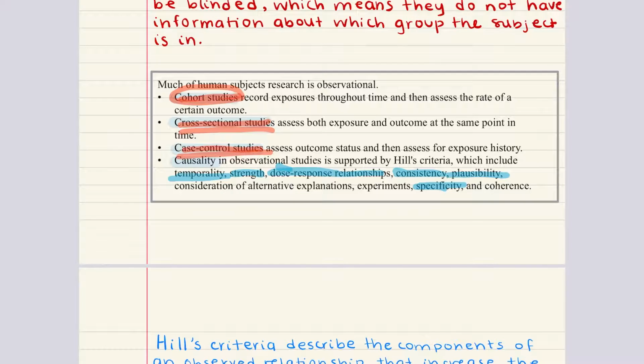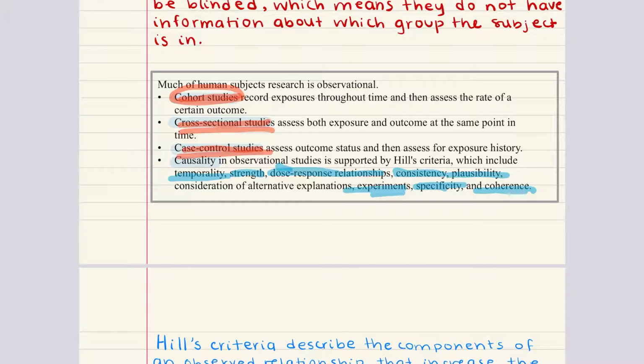The seventh criteria is coherence. The association should align with pre-existing knowledge. For instance, there's evidence of smoking's harmful effects, and that's consistent with what we know about carcinogen exposure. The eighth criteria is experiment. When possible, experimental evidence strengthens the causal link.